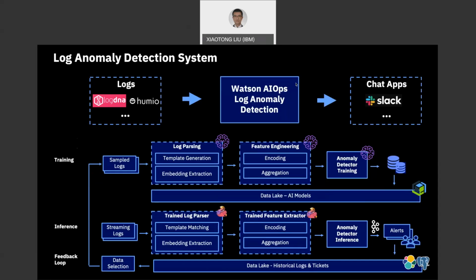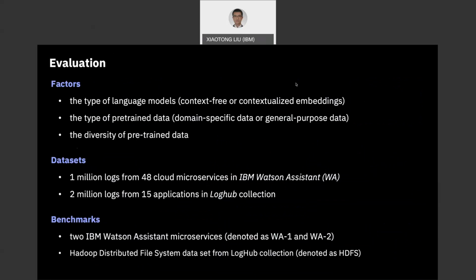In our experiments, we tested whether anomaly detection models built with features derived from word embeddings from the language models trained on IT data outperform the ones that are built with the general-purpose technologies. In particular, we explored the effects of three factors that may affect language model pre-training for IT operations management: the types of language models, the types of pre-trained data, and the diversity of pre-trained data.